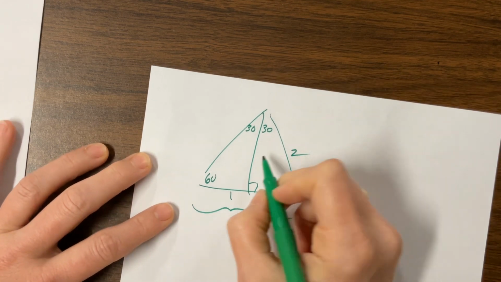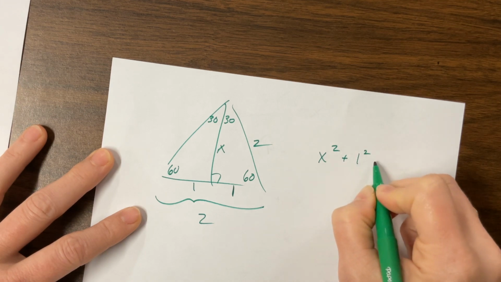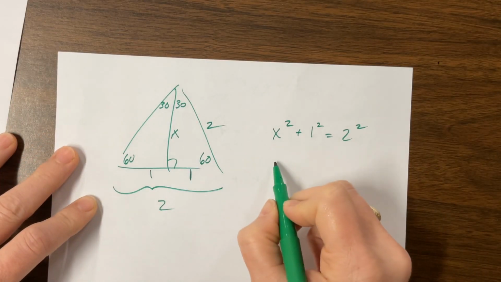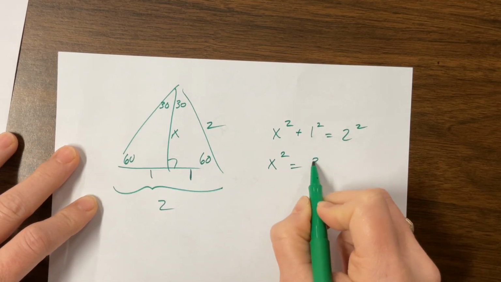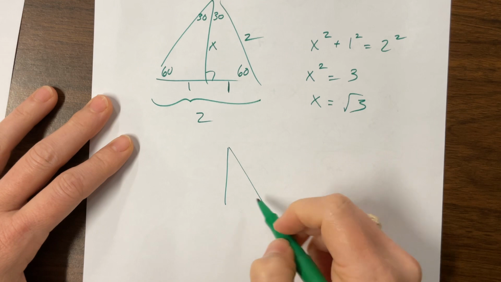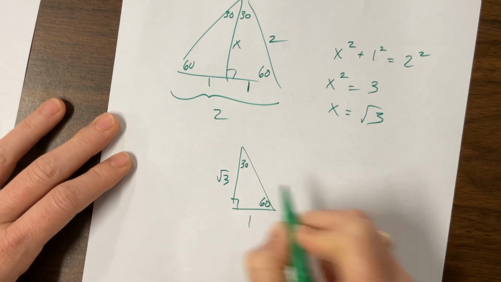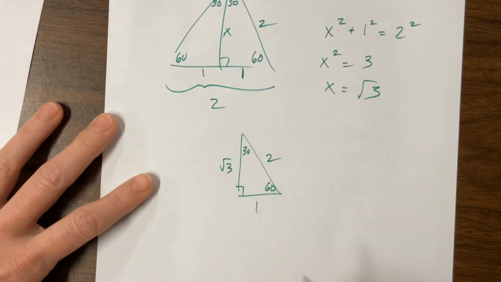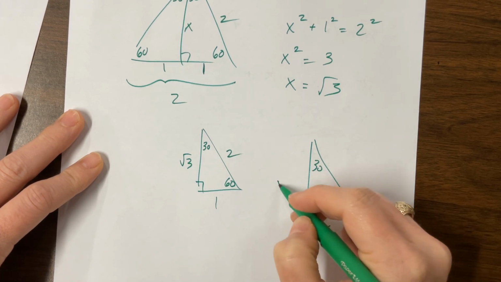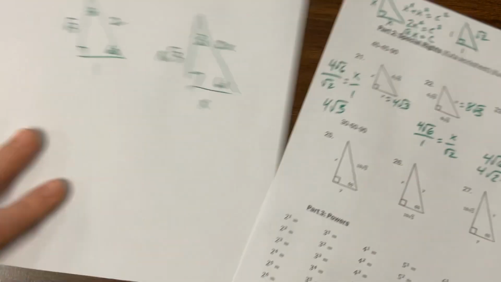Oh my goodness, okay. Let's call this x for the time being, and we'll say x squared plus 1 squared is equal to 2 squared. Okay, and then I have x squared is equal to 4 minus 1, which is 3. And so x would be equal to root 3. And so if we want to set up a triangle to compare to, here's the 30. Opposite the 30 is 1. Opposite the 60 is root 3. And opposite the 90 is 2. Or you could say, if you are familiar with doing it this way, here's the 30, here's the 60, this is x root 3, and this is 2x.